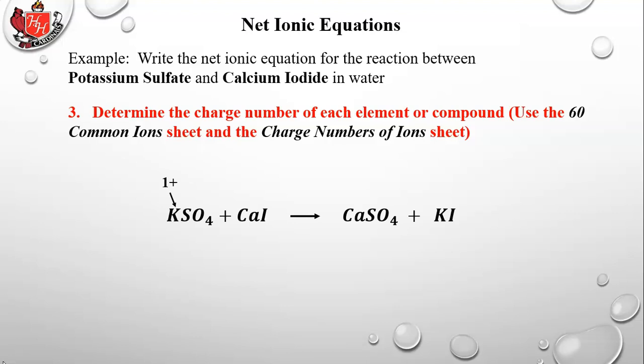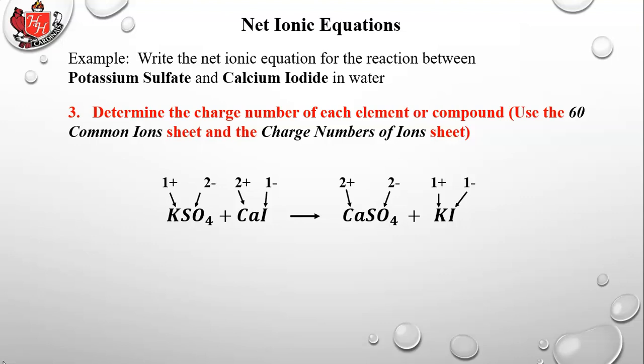Potassium is a 1+. You can get that off of either sheet. SO4 you can only get off of the 60 common ions, and we showed that a couple of slides back. It's a 2- charge. Calcium, you can get that off of either sheet. That's a 2+ charge. Same with iodine. That's a 1- charge. Now we'll go over to the other side. Calcium is still a 2+ charge. That doesn't change. SO4 still 2-. This is after they've switched dance partners here. So the potassium is a 1+ and the iodine is a 1-.